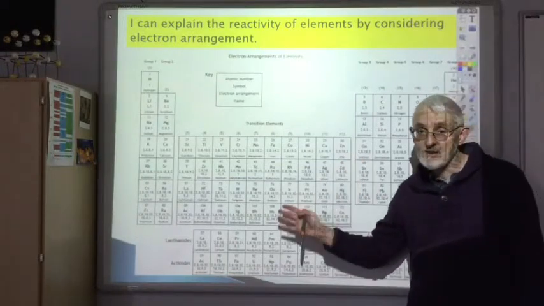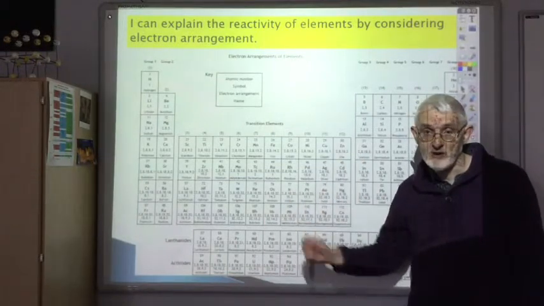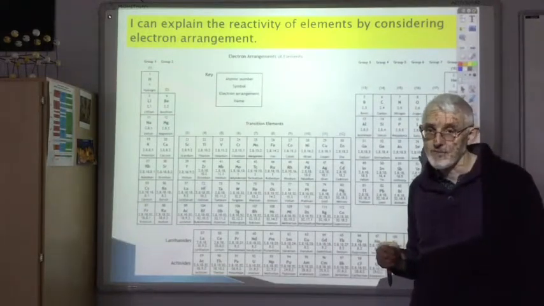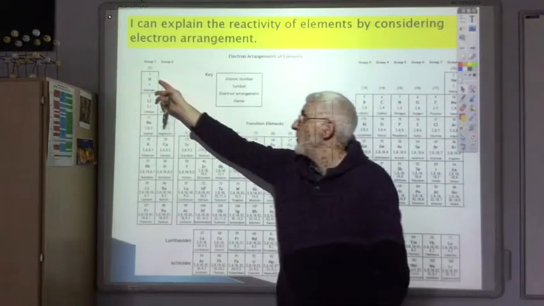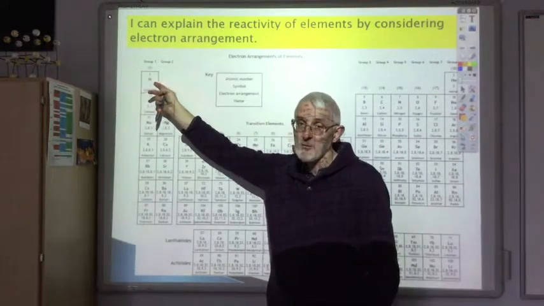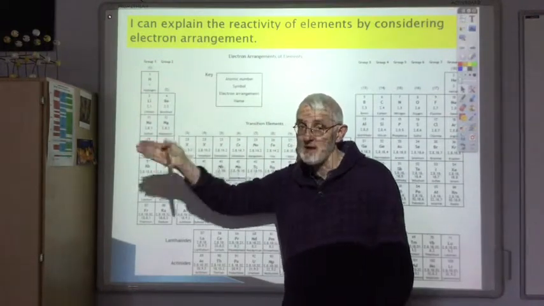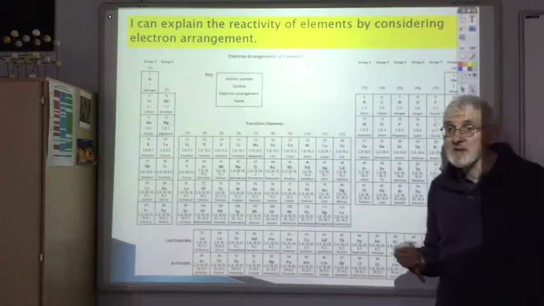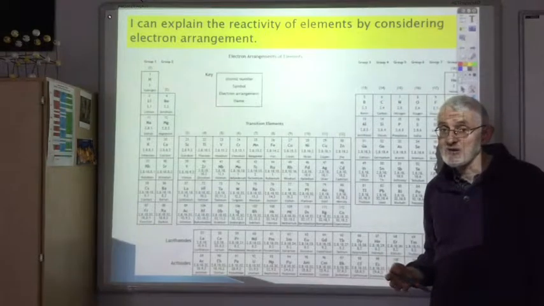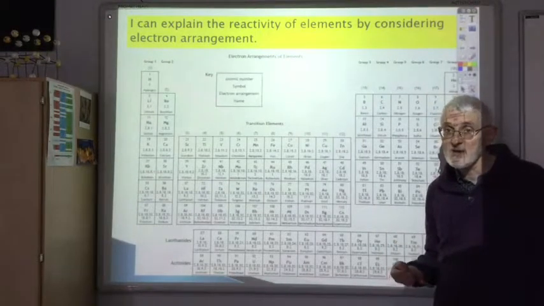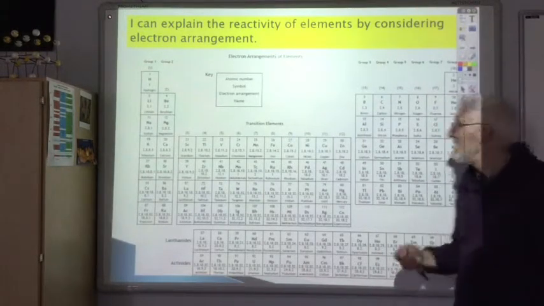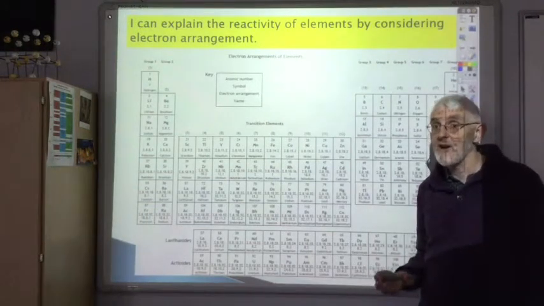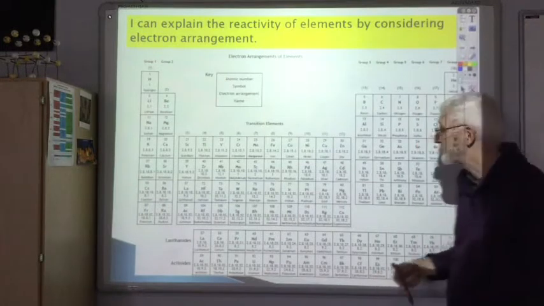Metals will lose the outer electrons to get a full outer shell. Non-metals will gain electrons to get a full outer shell. Hydrogen's a bit of an anomaly there. It's a non-metal, but it does tend to lose electrons to become an H+ ion. And the only elements which don't undergo chemical reactions, don't form chemical bonds, are the noble gases in group 0, because they all already have a full outer shell of electrons.